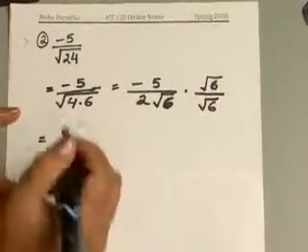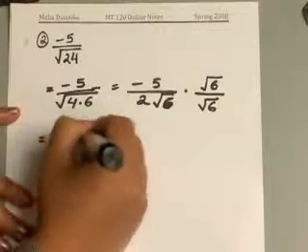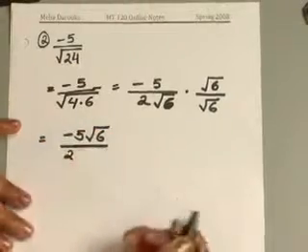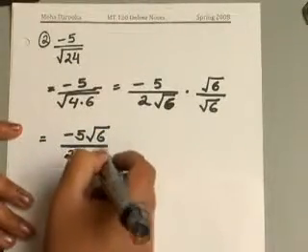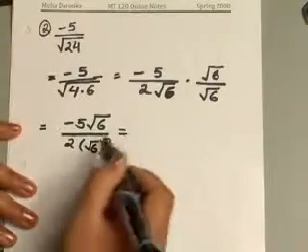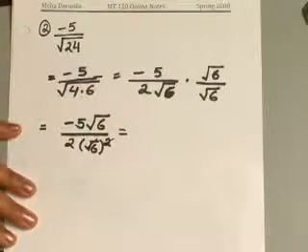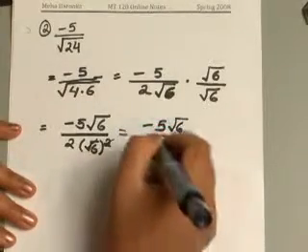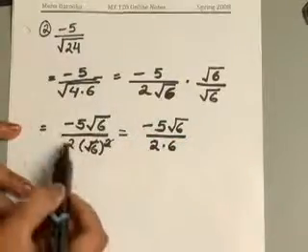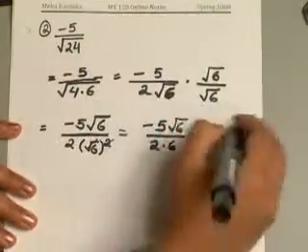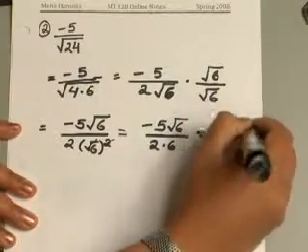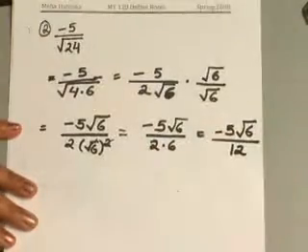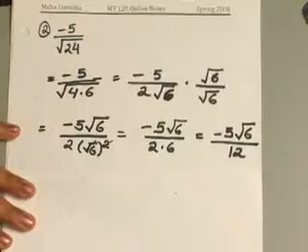And that will give me, again, negative 5 times square root of 6 over, don't forget that 2 in the front, and then square root of 6 squared, and then the square will cancel out the square root, and we end up with negative 5 square root of 6 over 2 times 6. And if you take it another step, your numerator stays the same, negative 5 square root of 6, and 6 times 2 will give you 12. And that is the answer that we're looking for.